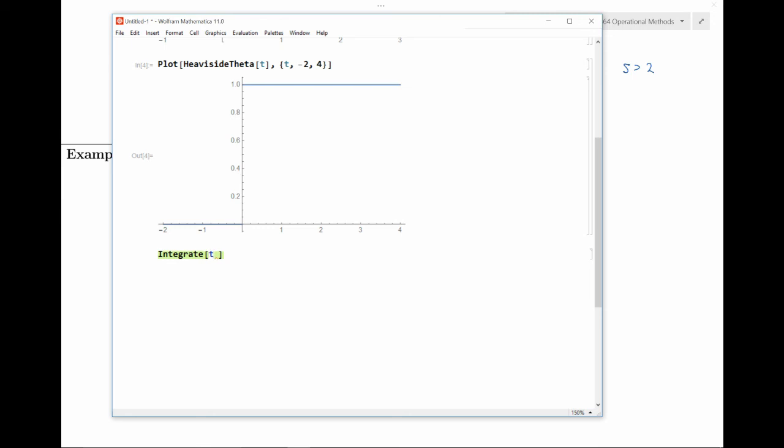So what I need to do is say it's t times the exponential function, which is capital E in Mathematica, of minus s space t, and we need to evaluate it for t going from 0 to infinity. Mathematica has a built-in keyword for it.